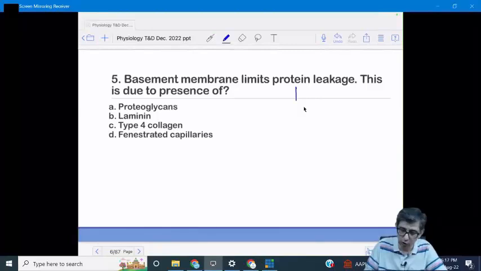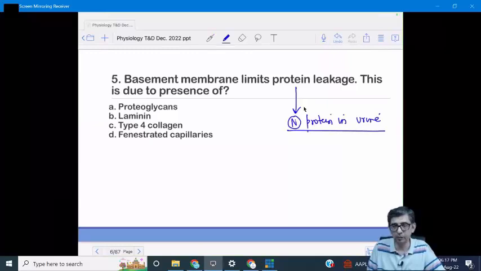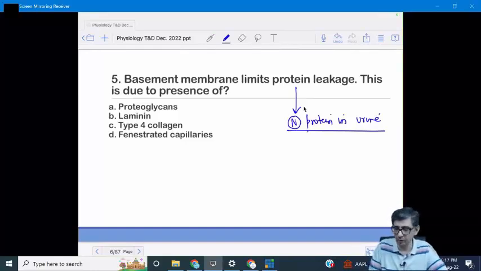So you guys have to comment on the answer and also tell me how much is the normal protein in the urine. I think I've spoken about it, but still I would like to know from you: first of all, do we have proteins in the urine of a normal person? And secondly, how much proteins do we have?